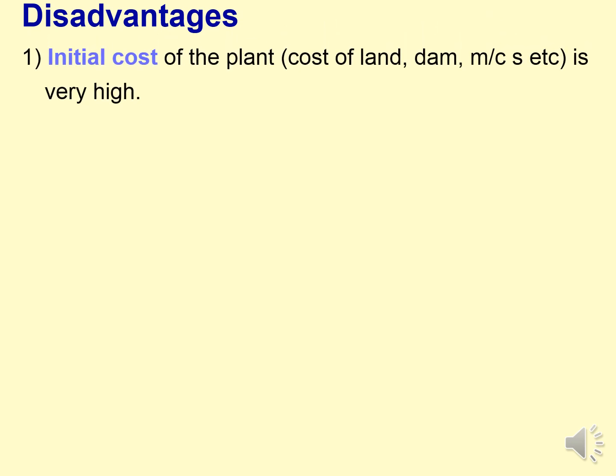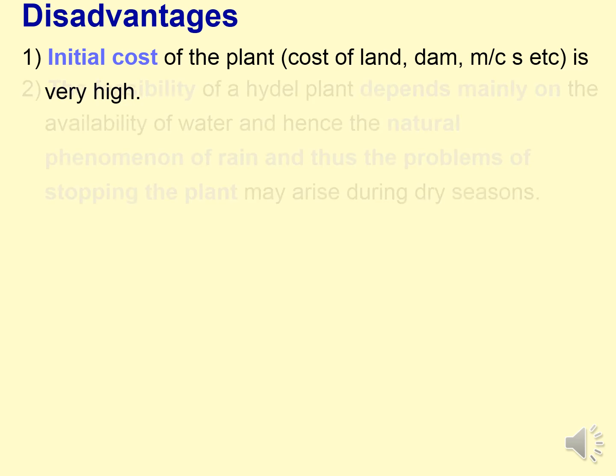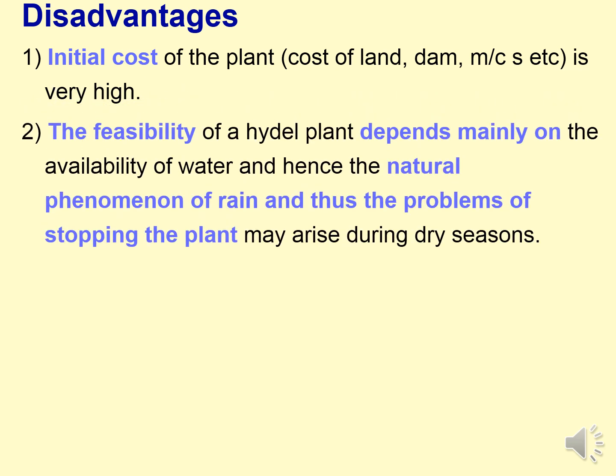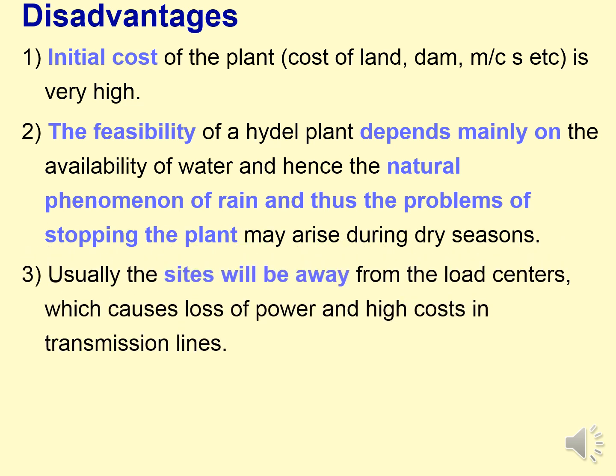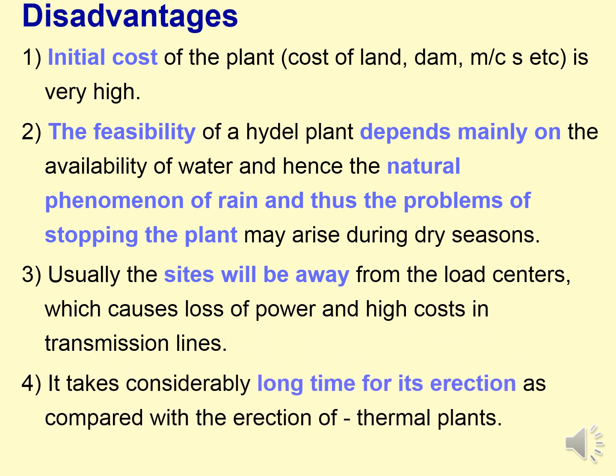Disadvantages: the initial cost of the plant, like cost of land, dam, machineries, etc., is very high. Feasibility depends mainly on the availability of water. So due to the natural phenomena of rain, problems of stopping the plant may arise during the dry seasons. Usually sites will be away from the load centers, so power transmission losses are there. It takes considerably long time for its erection as compared to the erection of thermal plants.